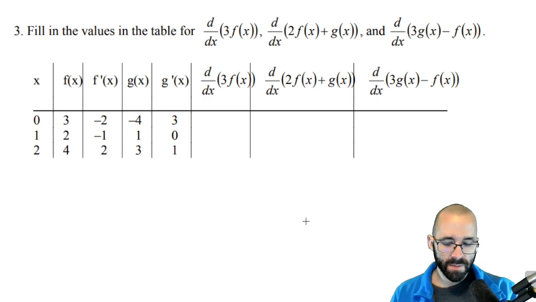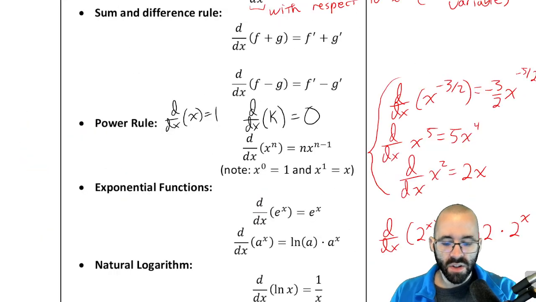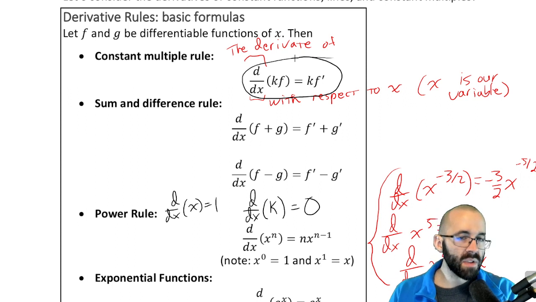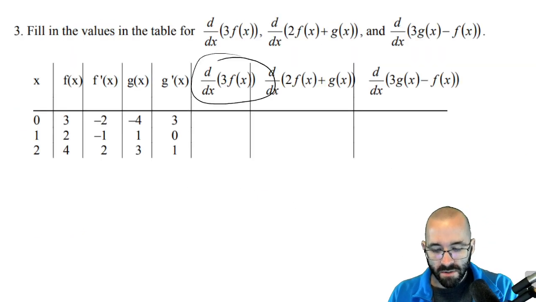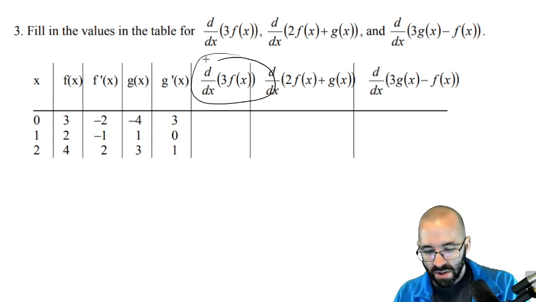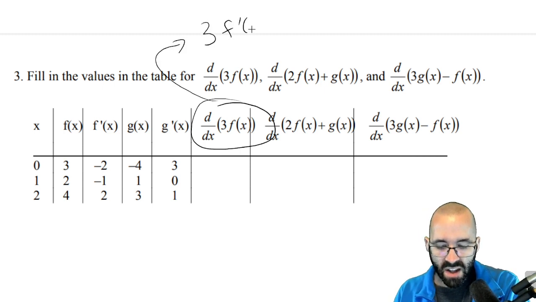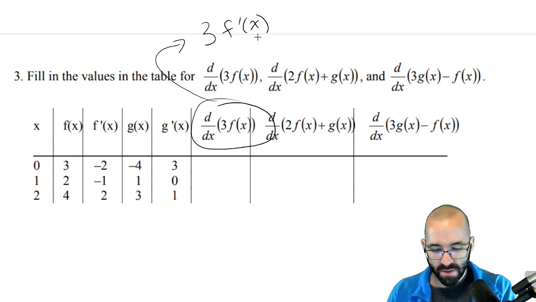Fill in the table. So what do you think the derivative of 3 times the function should be? We're going to have to use our constant multiple rule. The derivative of some number times a function is just that number times the derivative of the function. So what that looks like here is that this thing up here really boils down to 3 times f prime of x from the constant multiple rule.